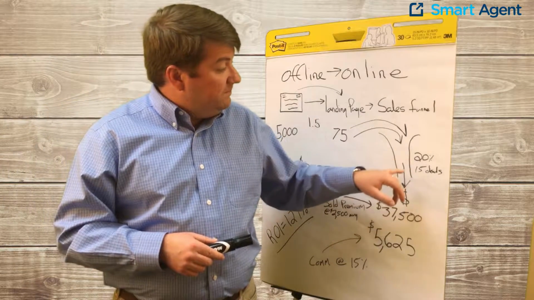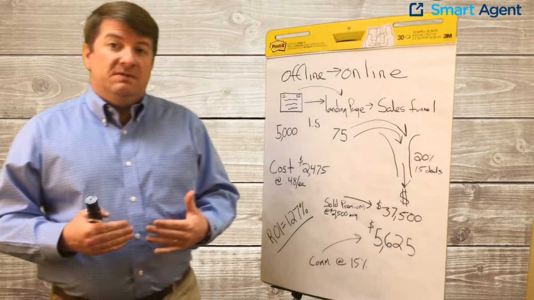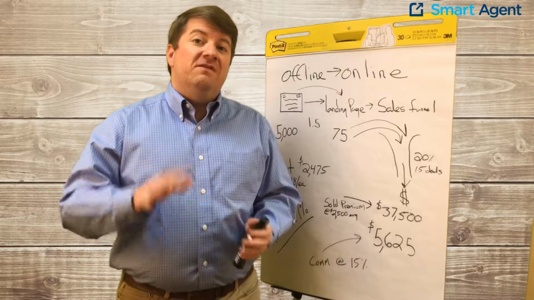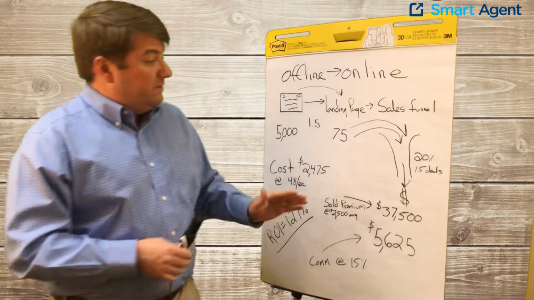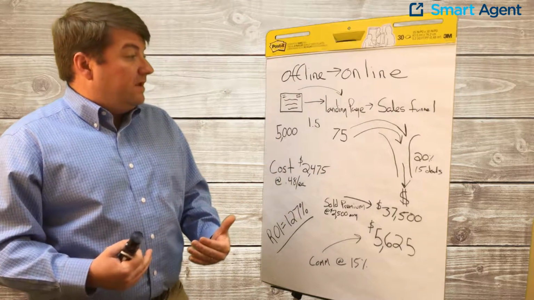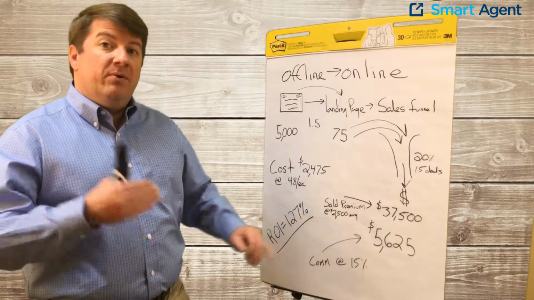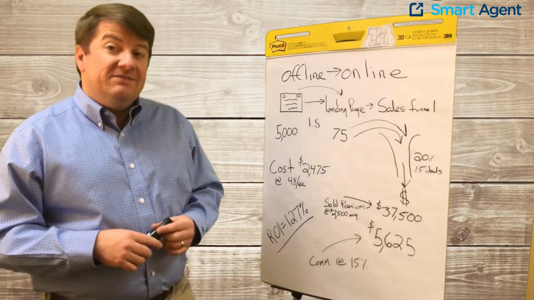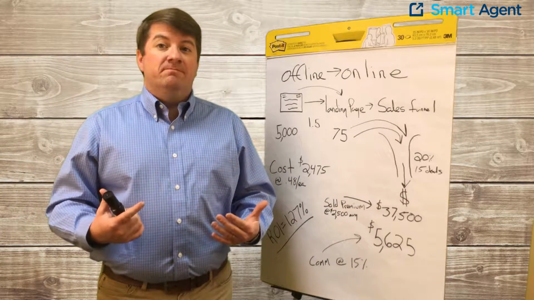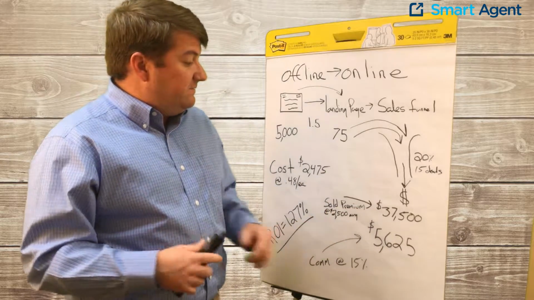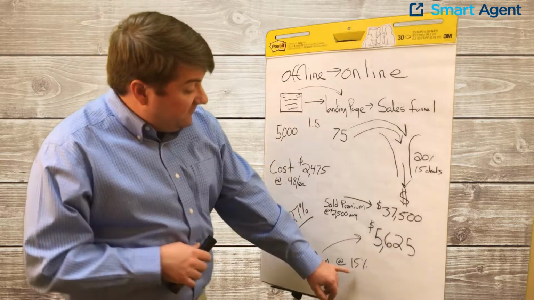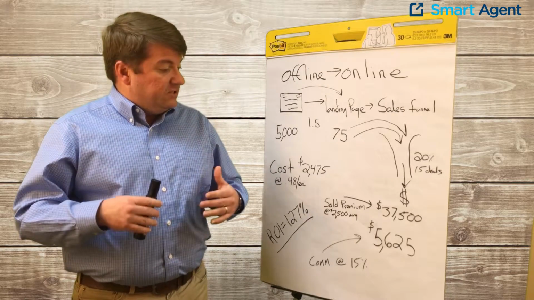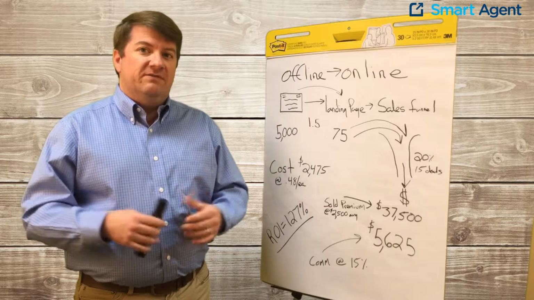So 20% would yield you 15 deals, okay? So from 5,000 postcards, now we've gotten you 15 new clients. Well, if your average premium is $2,500 per dentist office that you're trying to insure, then you're going to sell $37,500 in sold premium. It's not bad. $37,500 in sold premium at a 15% commission rate would yield you $5,625 in commission revenue.